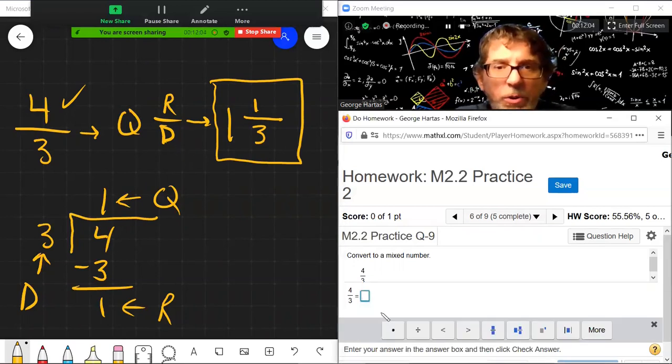And you want to use this button down here for mixed number. Click that. 1, arrow over. 1, arrow down. 3.